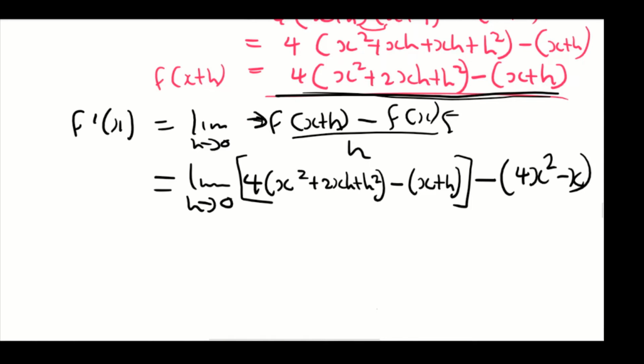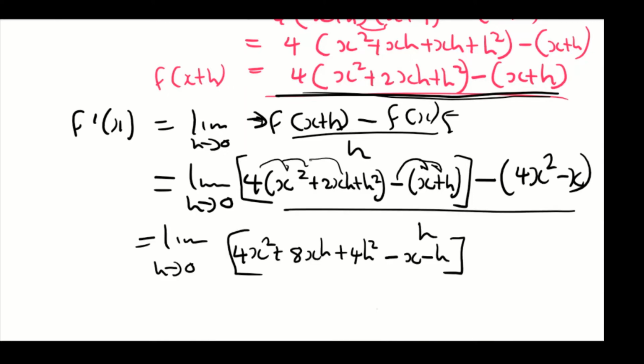So the limit when h approaches 0, we're just going to multiply the 4 inside here. So it's going to be 4x squared plus 8xh plus 4h squared minus x minus h. This minus will multiply everything that is inside, so it's going to be minus 4x squared plus x, divided by h.